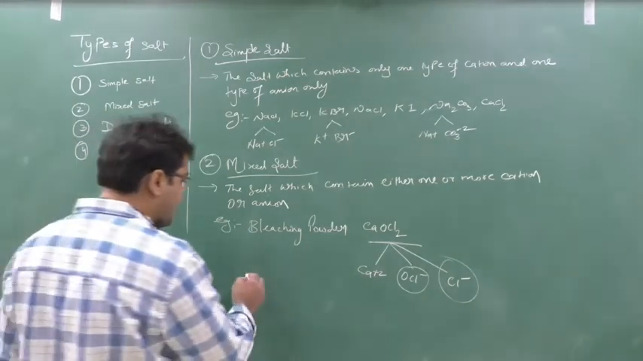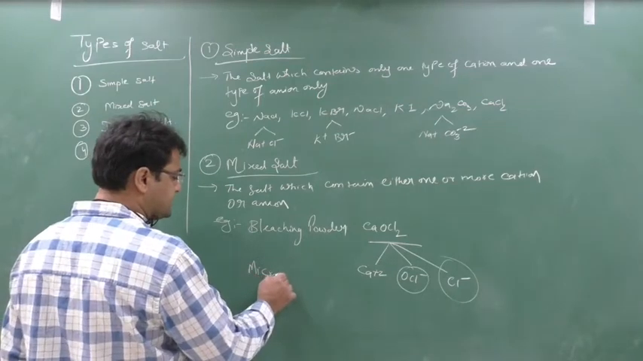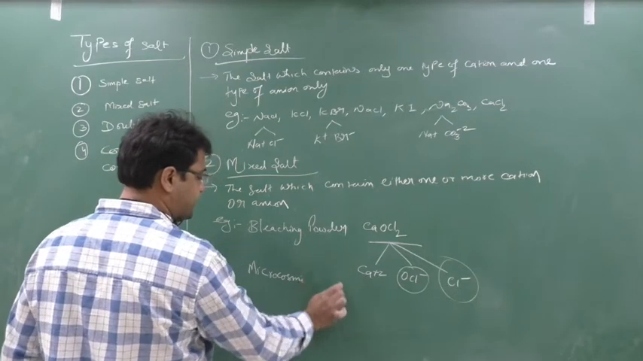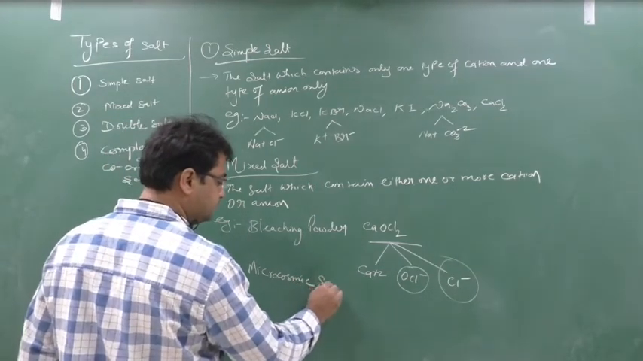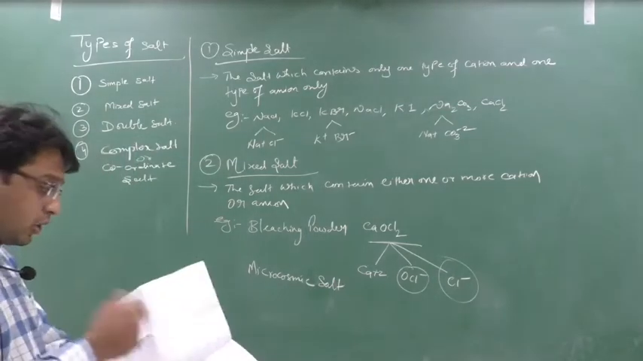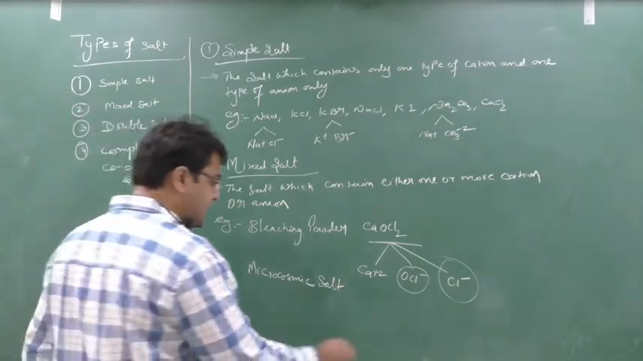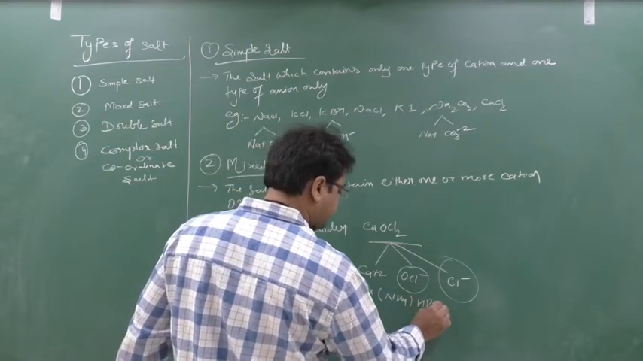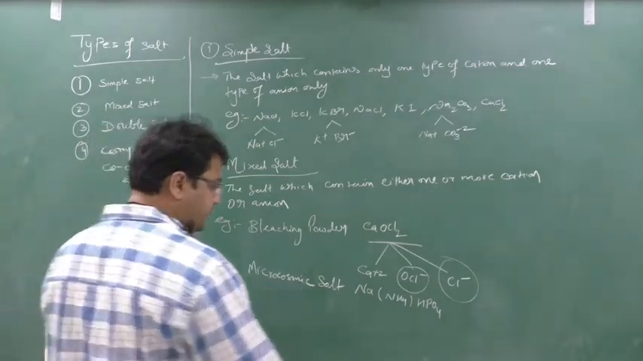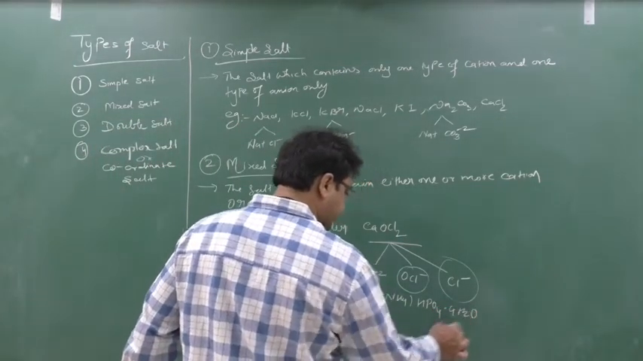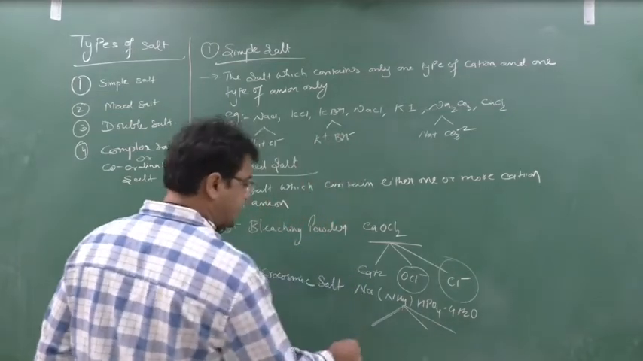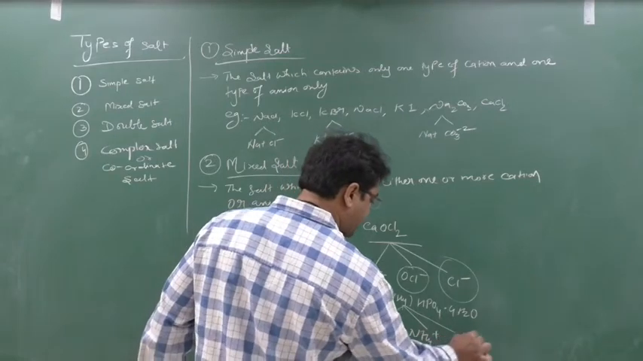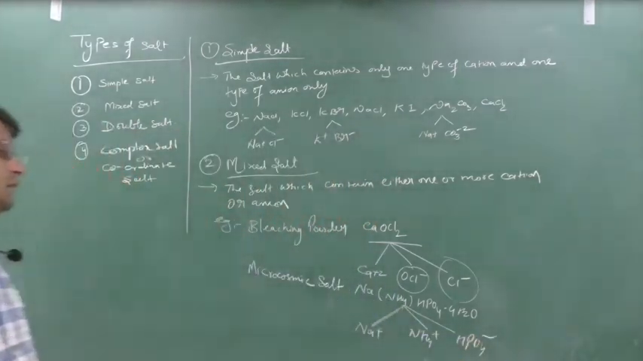Another example I can give you is microcosmic salt. Remember this, okay? Whatever I am writing, sometimes it can be asked in competitions also. So what is the formula for microcosmic salt? The formula is NaNH4HPO4 into 4H2O. When you dissolve it, it will form Na plus, NH4 plus and HPO4 minus. So these are the ions.